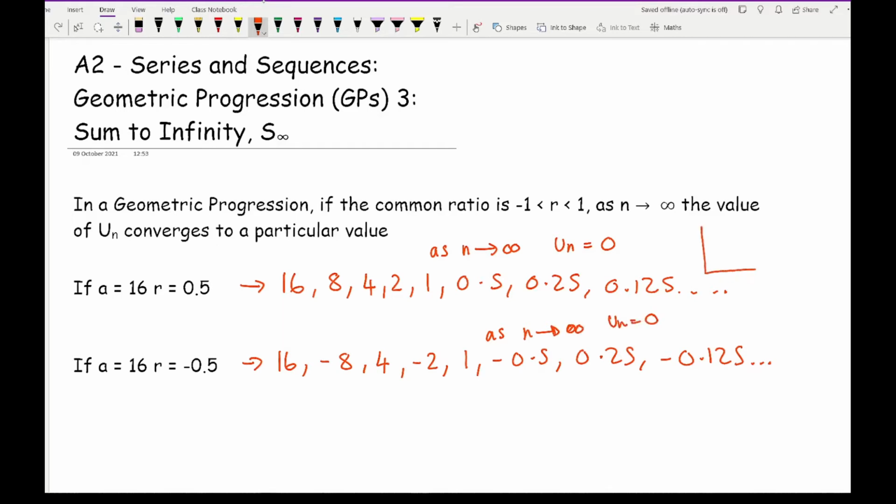If you imagine a graph with n along the horizontal axis and un along the y-axis, the first sequence is going to end up looking like this. With the second sequence, what's that going to look like? Well, for starters, the graph isn't going to look like that. It will start at 16, then go to -8, then to 4, and eventually it will peter off to 0. That's un, and that there is n. So eventually it will tend towards 0.